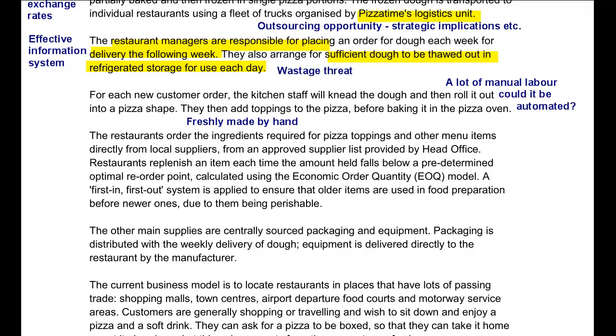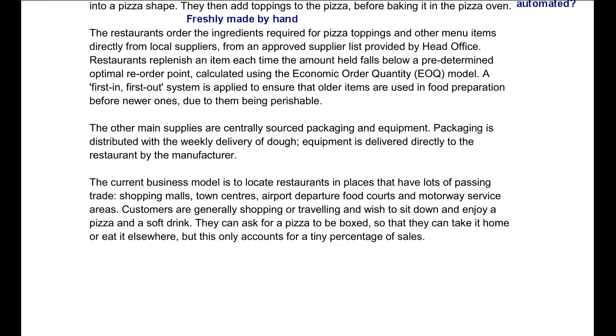Now, unlike the dough, the actual ingredients, so this could be for the pizza toppings or it could be for the desserts, as mentioned earlier, are not sourced from a central site. They are sourced from local suppliers, which could be a potentially odd thing, given that if the restaurants are based all over the country, what qualifies as a local supplier? Is it a national supplier, or do they have a list for each particular restaurant with the local suppliers within that particular restaurant's area? But they must come from an approved supplier list by the head office.